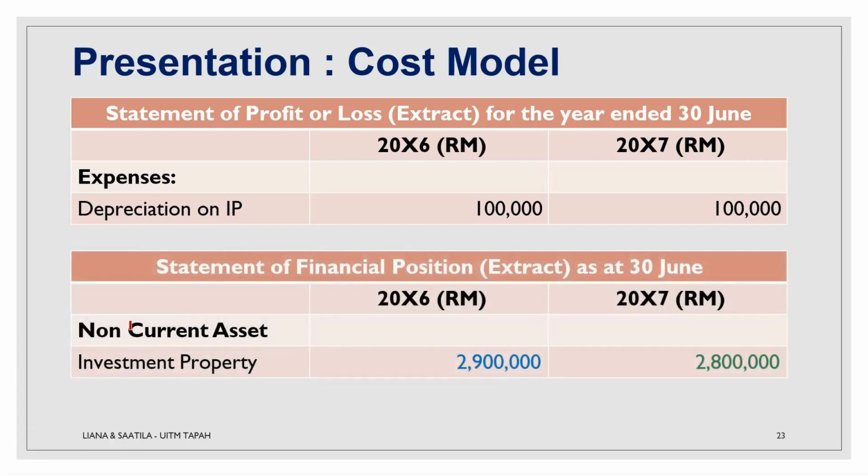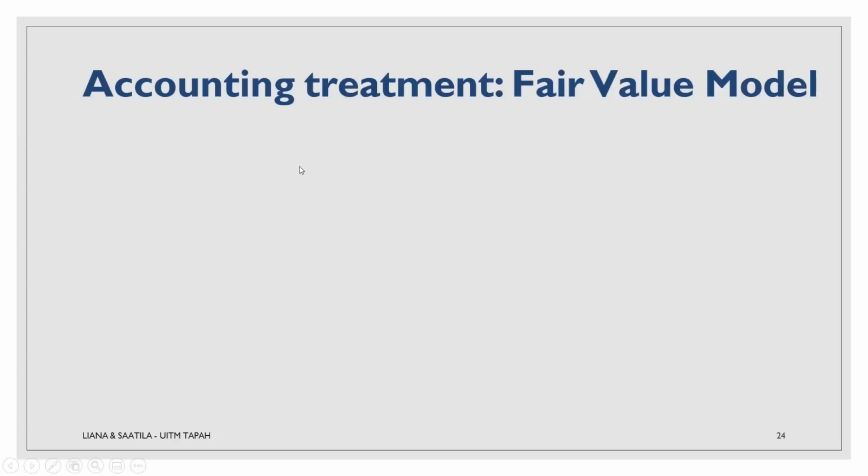Next is the information in the extract statement of financial position, the investment property. This is the carrying amount, which is at cost minus accumulated depreciation, where the first carrying amount and the second carrying amount is shown. That was the presentation. Next is if you use fair value model.